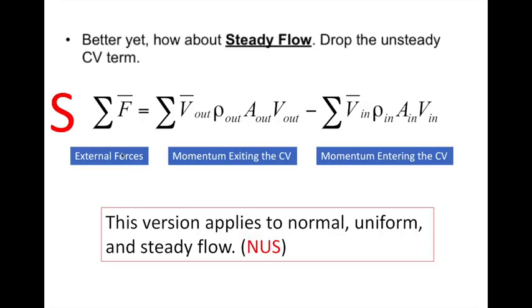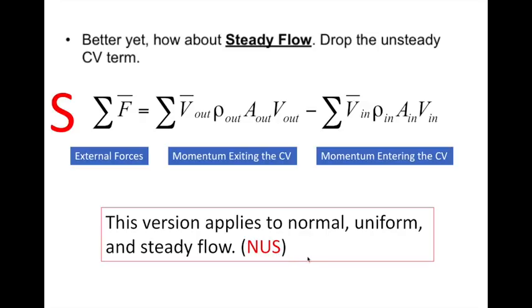That comes down to a form of the momentum equation that's a little bit easier to wrap our heads around, because we're simply saying that the change in the momentum between what is entering and what is exiting is a function of the net forces that we apply to our system. So now we have normal, uniform, and steady flow.